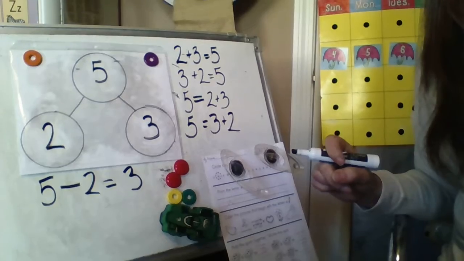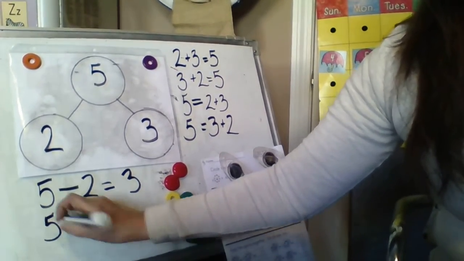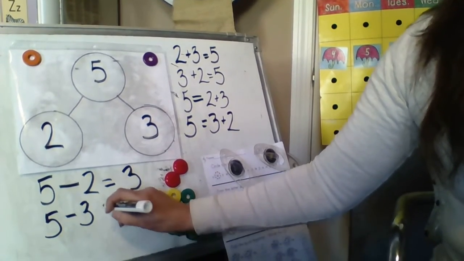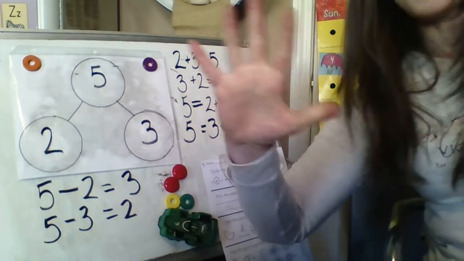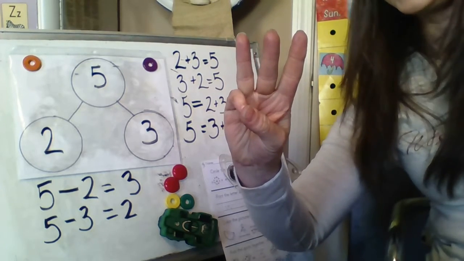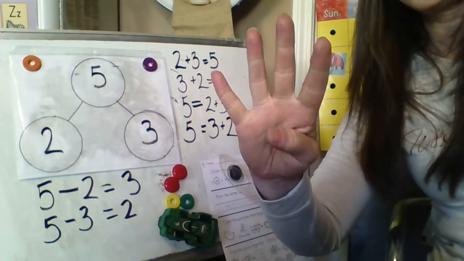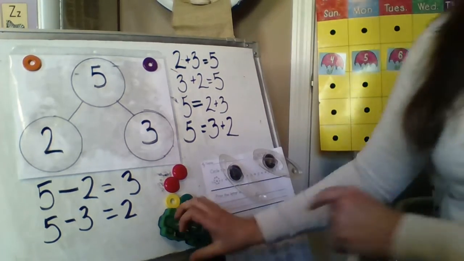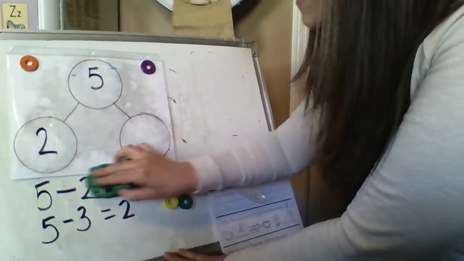What's the next equation we could write? Well, we have to start with 5, and we could take away the 3, and it will equal 2. It's good to check. Let's see. 5, take away 2. Did it work? Yes, it equals 3. Let's try this one. 5, take away 1, 2, 3 equals 2. Good job. It's a little confusing, but I think you get it.